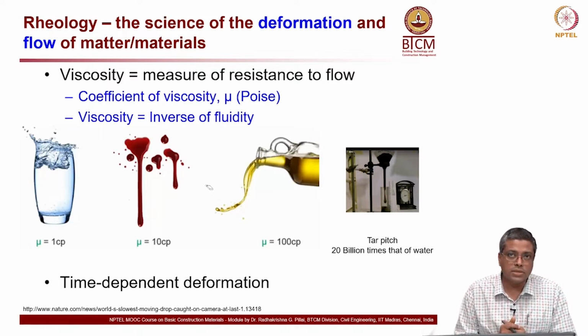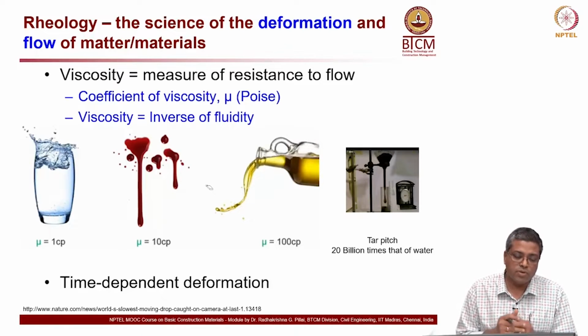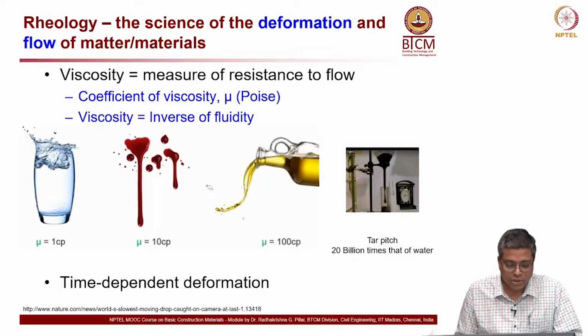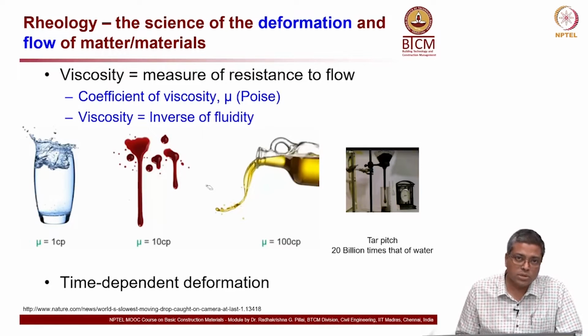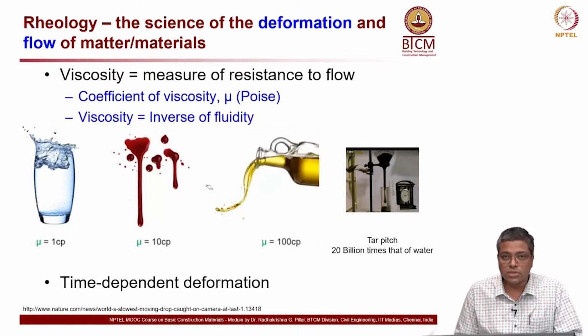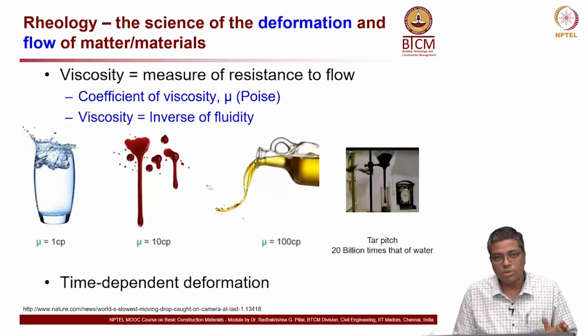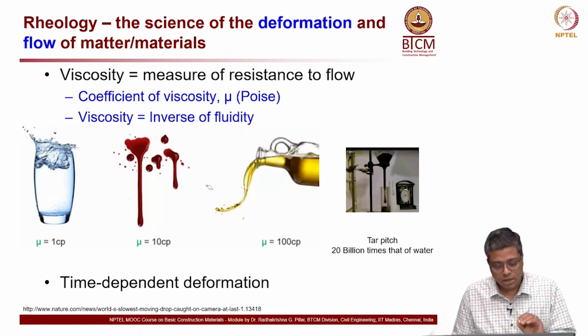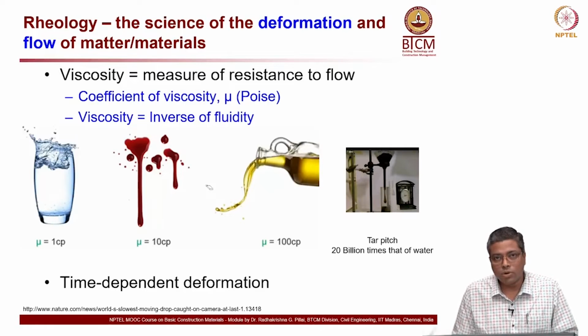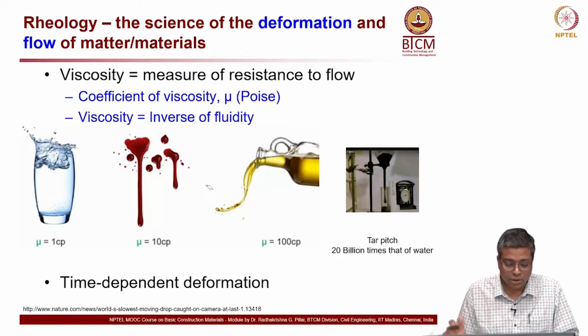Rheology is the science of the deformation and flow of matter or materials. Now, what is viscosity? It is a measure of the resistance to flow. Look at the examples here. First you have water, then blood, then oil, and on the right-hand side you have tar, asphalt or bitumen, or similar material.